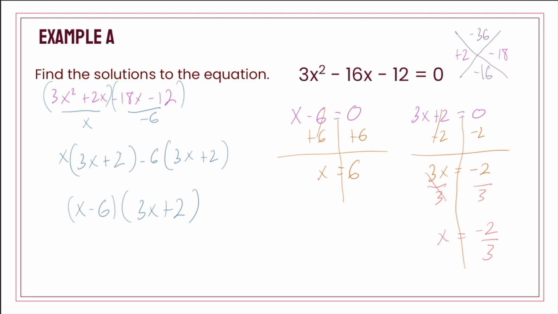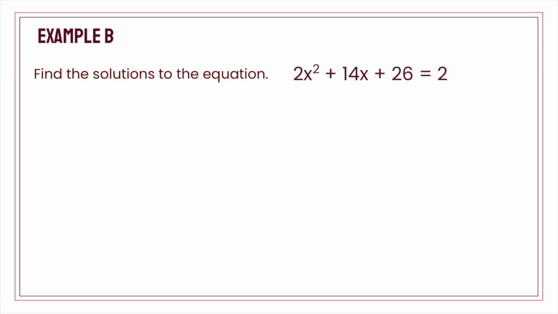All right, so our two roots are 6 and negative 2/3. We're going to write those as an ordered pair in least to greatest form. So negative 2/3 is smaller than positive 6, and those are the roots of our equation. Now let's take a look at the next example. All right, here we are at example B, and we've got 2x squared plus 14x plus 26 equals 2.